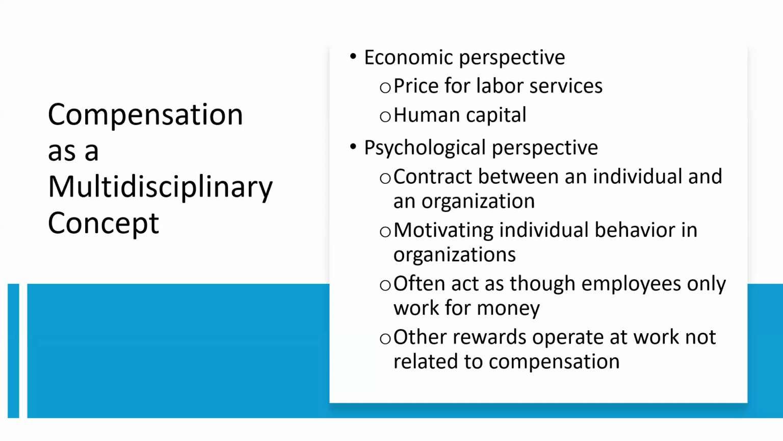A lot of what I'll be talking about in this class, because this is the perspective I come from, I have a background in psychology, is the psychological perspective, and that's the contract between an individual and an organization. We use compensation to motivate individual behavior in organizations, and that's why we have different kinds of compensation. And we pay people different amounts of compensation depending on their performance, depending on where they're at in the organizational hierarchy. We have lots of things that influence that amount.